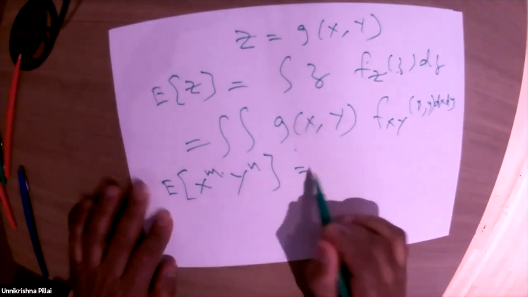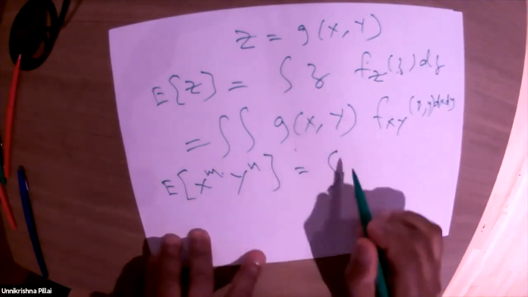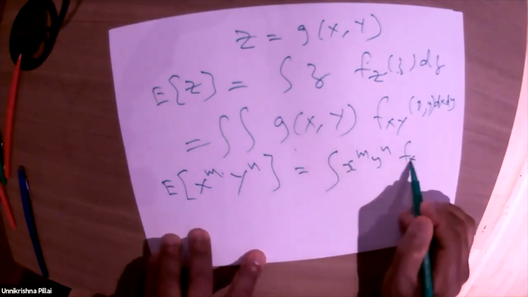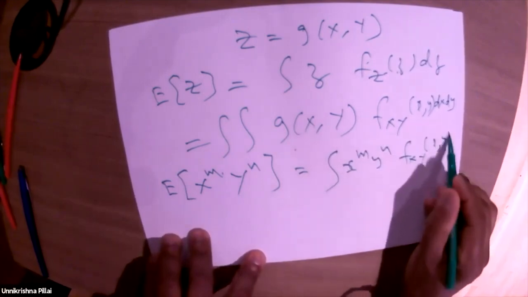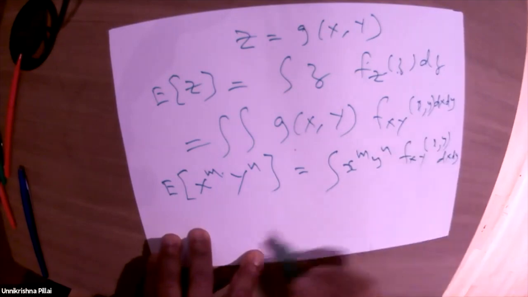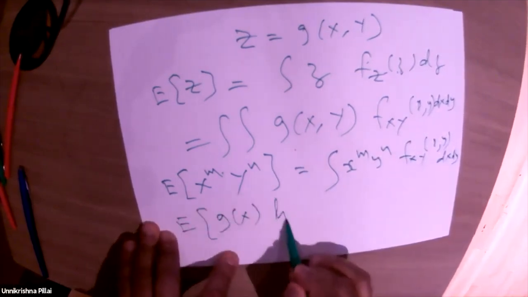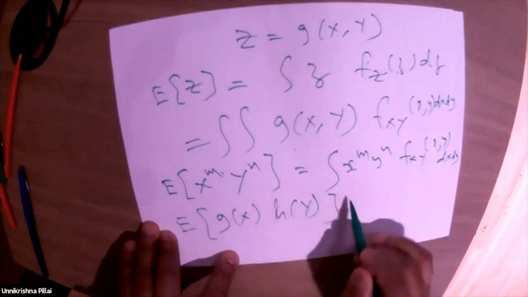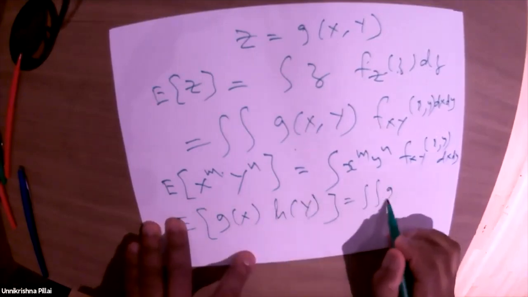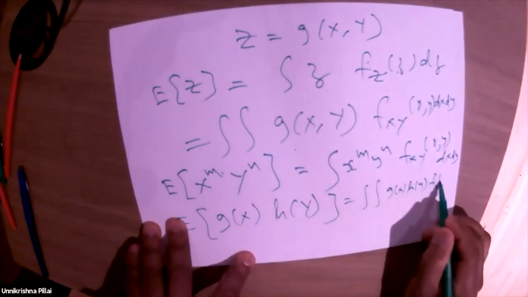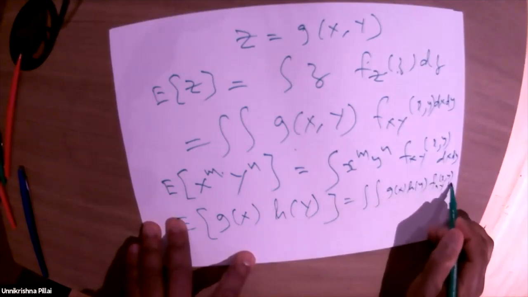So you just plug it in here. So this will be the double integral of x^m y^n f_XY(x, y) dx dy. Or you can also have two different functions, g(x) and h(y). So this will be the double integral of g(x) h(y) f_XY(x, y) dx dy.